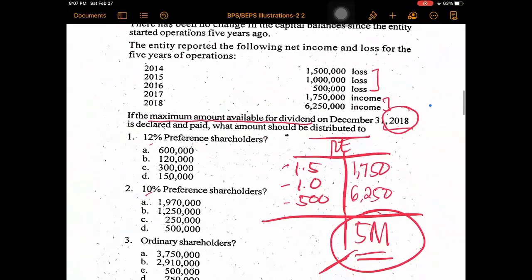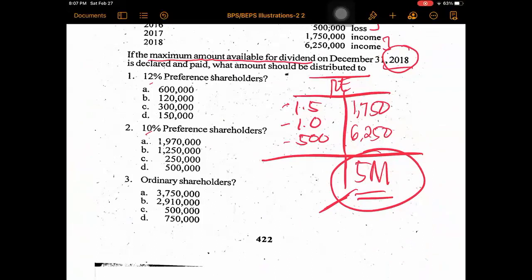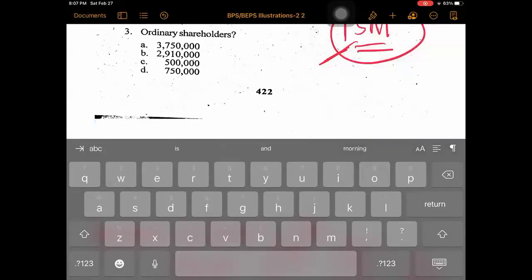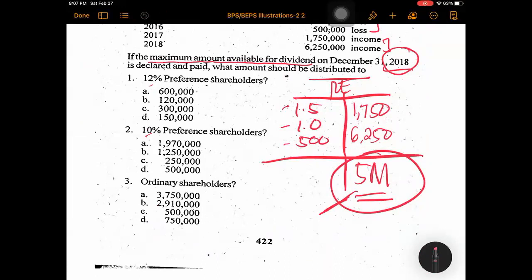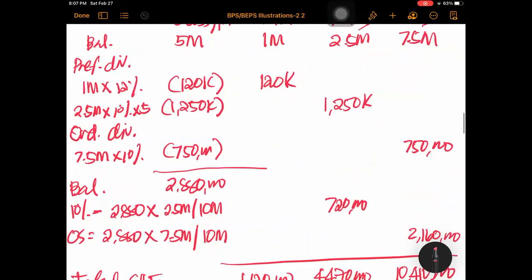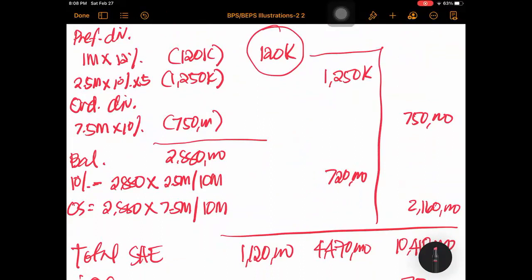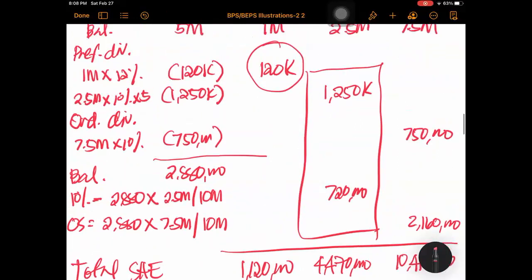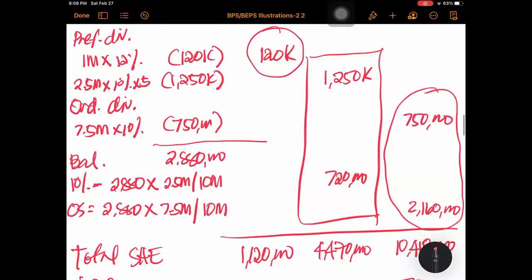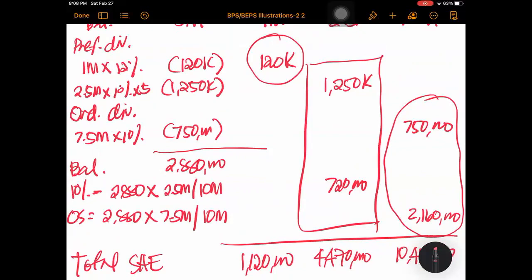So ang question is, pila daw ang maximum dividend nga mahatag nato kang 12% preference share, kang 10%, o kang ordinary shareholder. Since ang question is pila ang dividend na pwede ma-distribute sa ila, so 120 kang 10%, kang 12%, plus sa ordinary share. That's 1,250 plus 720, this is 1,970. Kani pila ni 750 plus 2160. This is 2910.